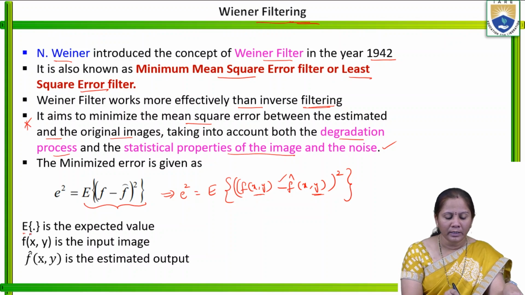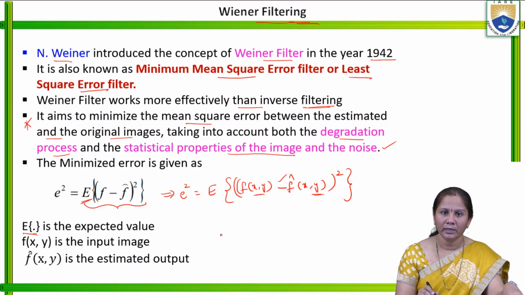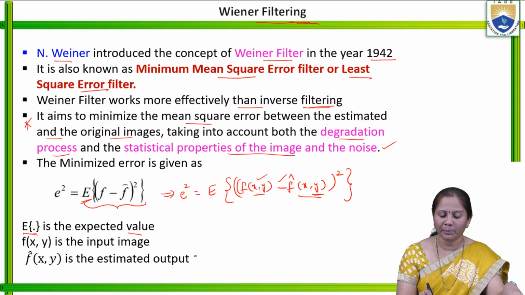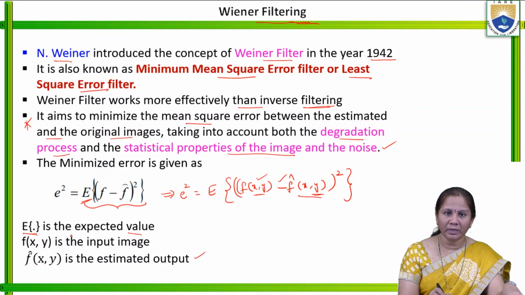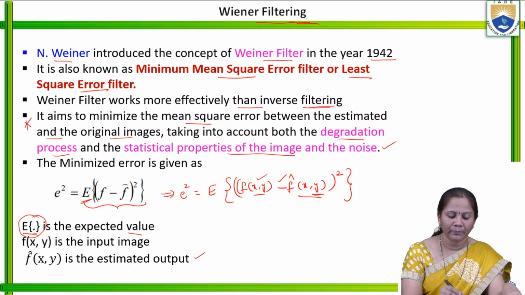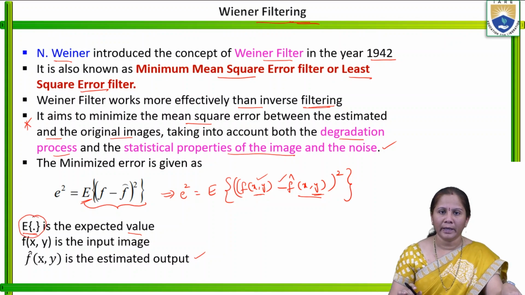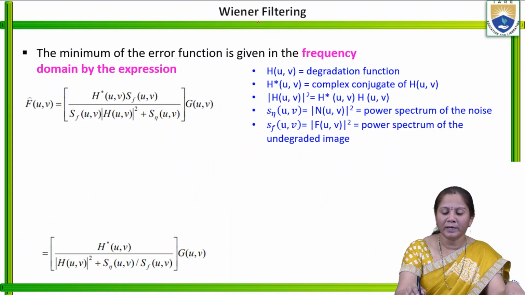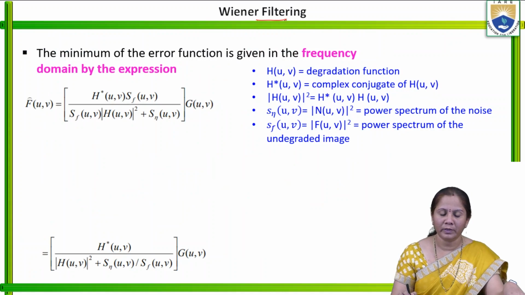And here E dot is the expected value, f of x comma y is the input image, and f cap of x comma y is the estimated output. So the main aim is to minimize the error. Now we will see some small mathematical analysis related to Wiener filtering.